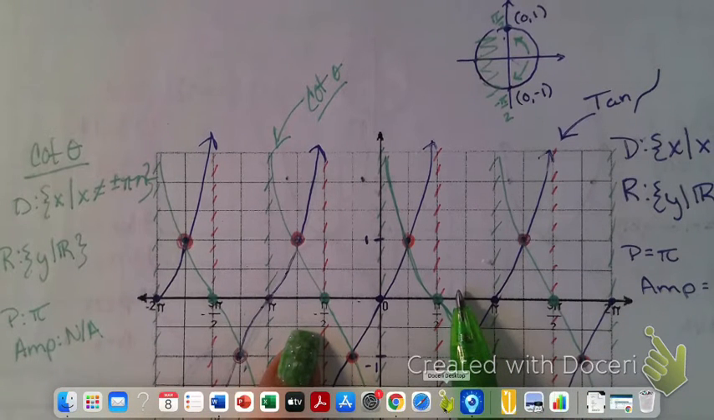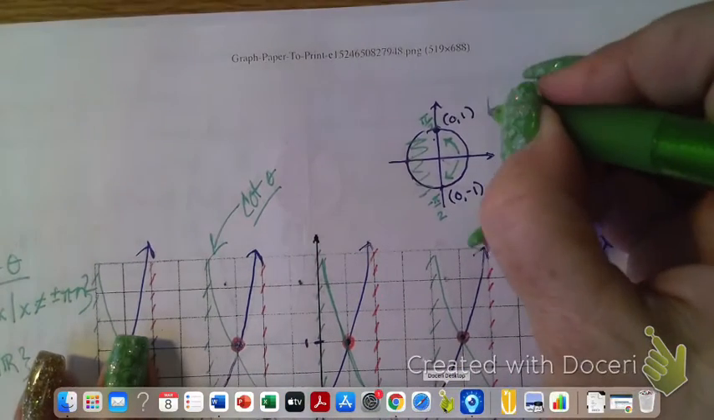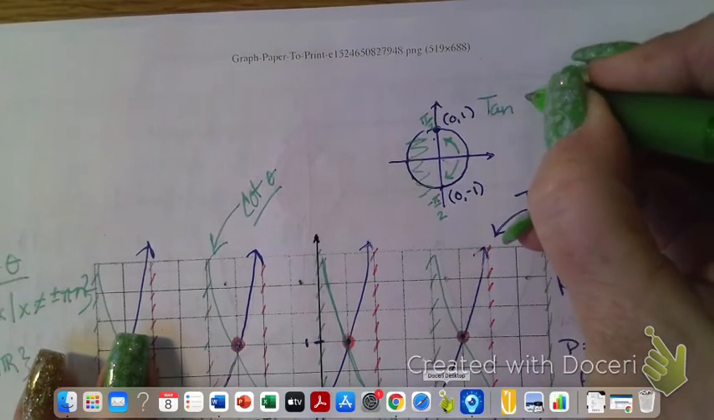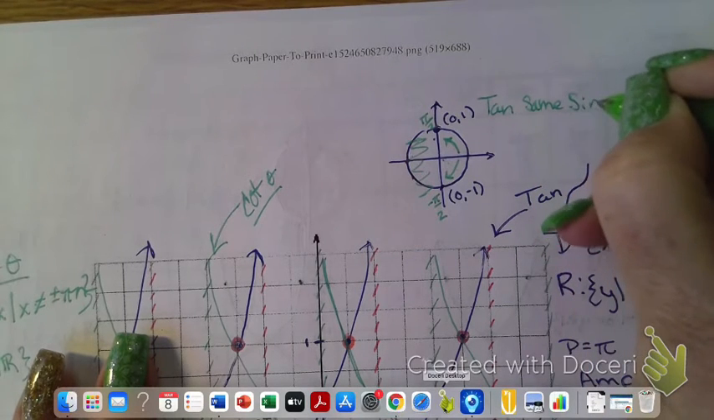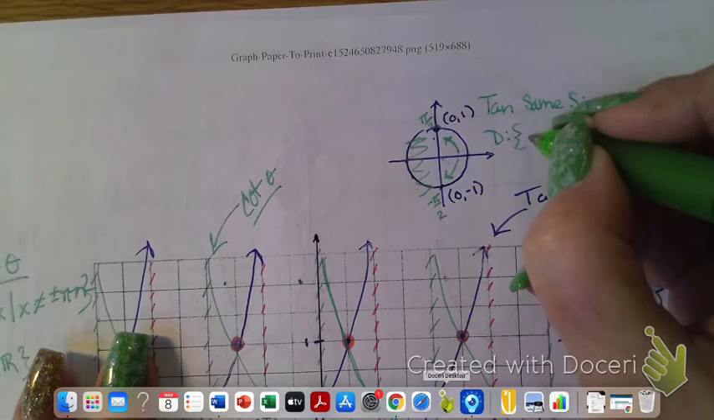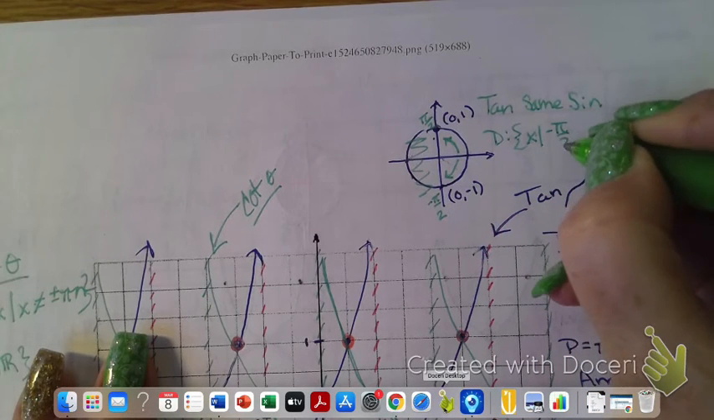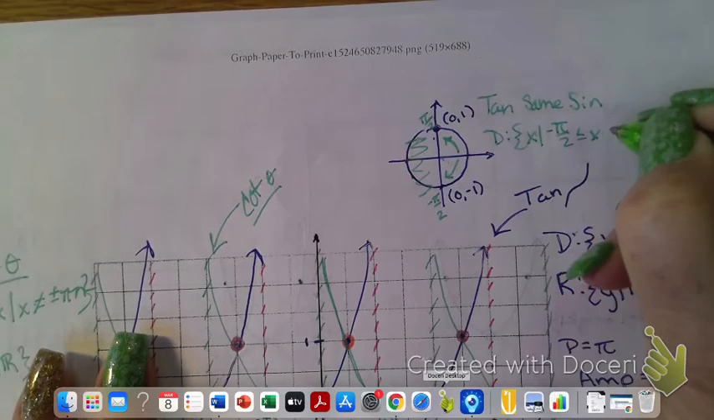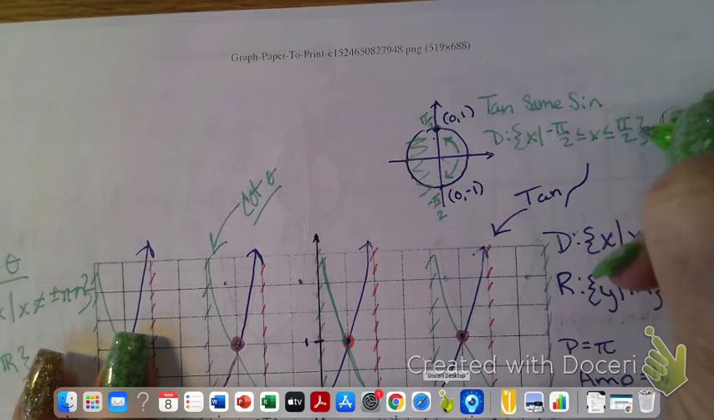So the domain would be the same as what? Sine? Right. So tangent domain is the same as sine restricted. So the domain is x such that negative pi over 2 is less than or equal to x, which is less than or equal to pi over 2.